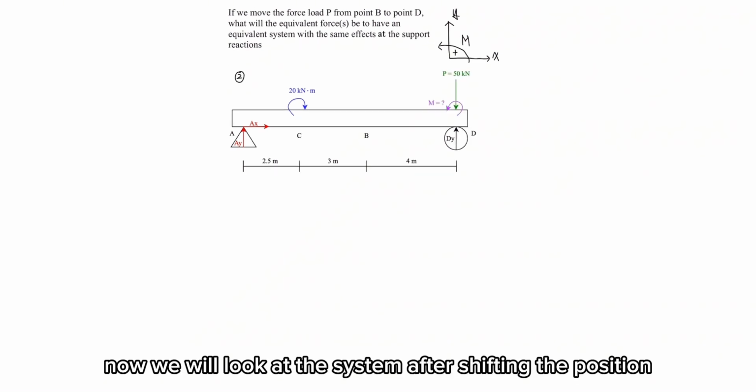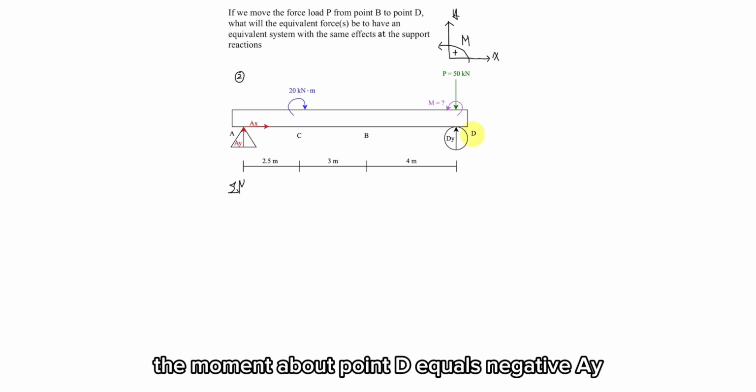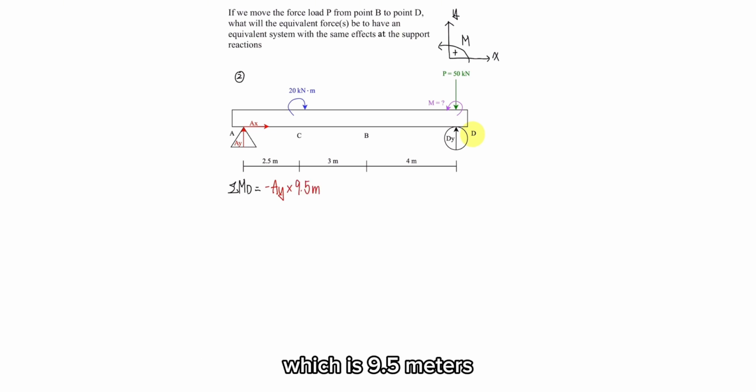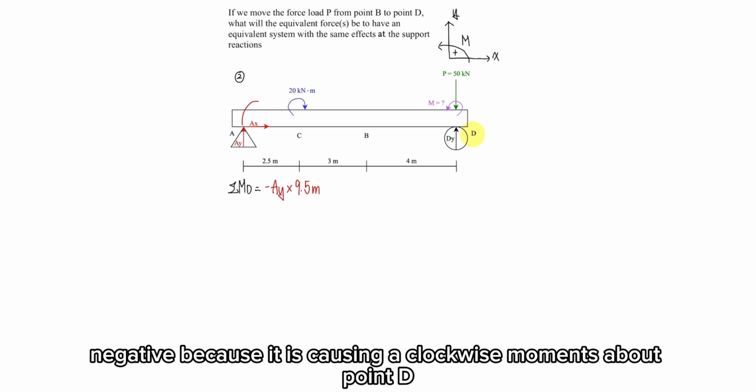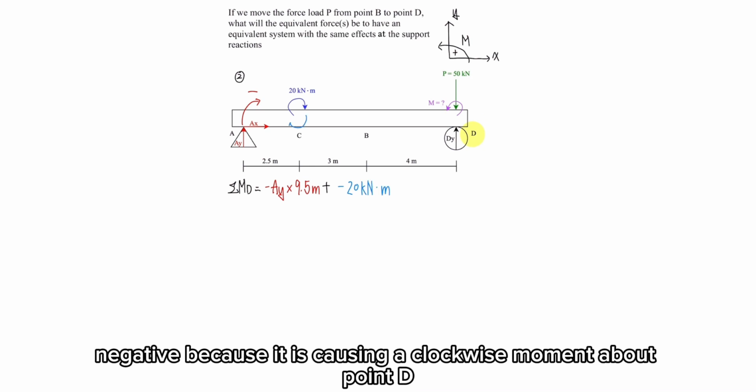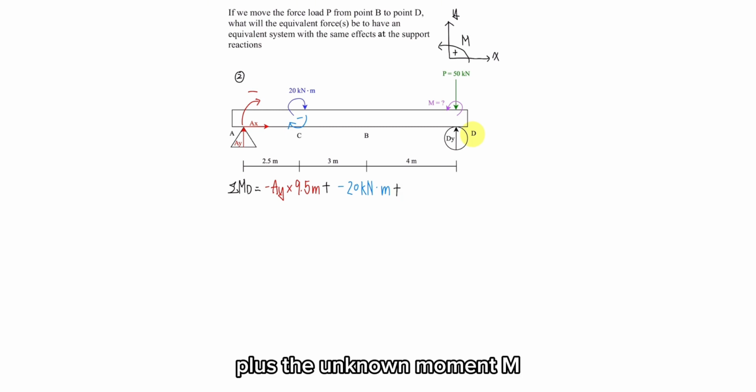Now, we will look at the system after shifting the position. The moments about point D equal negative AY multiplied by the perpendicular distance from point D, which is 9.5 meters, negative because it is causing a clockwise moment about point D, plus negative 20 kilonewton meters, negative because it is causing a clockwise moment about point D, plus the unknown moment M. We will label this equation 2.